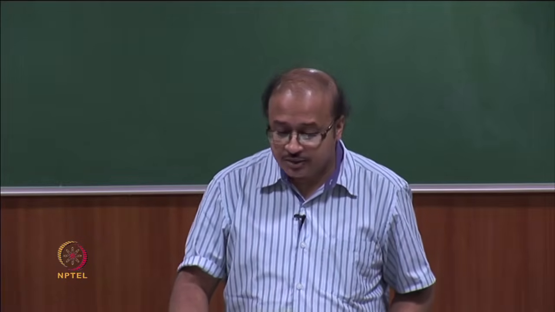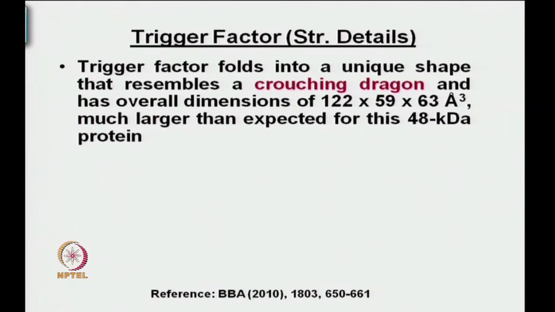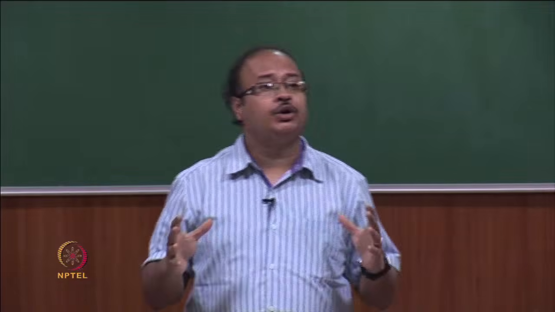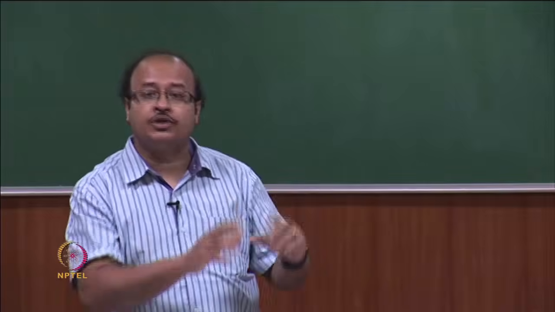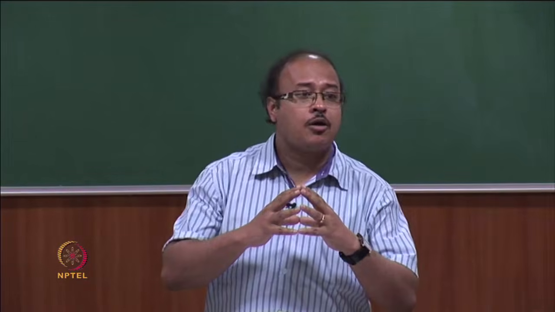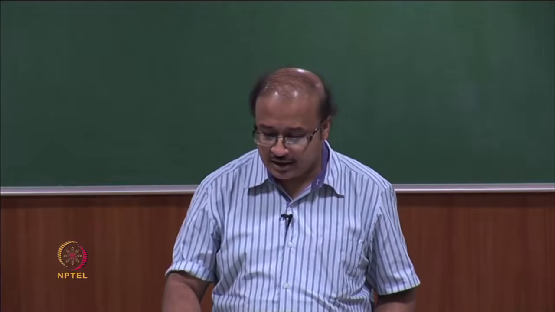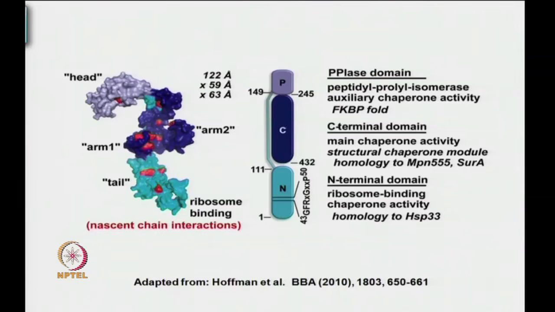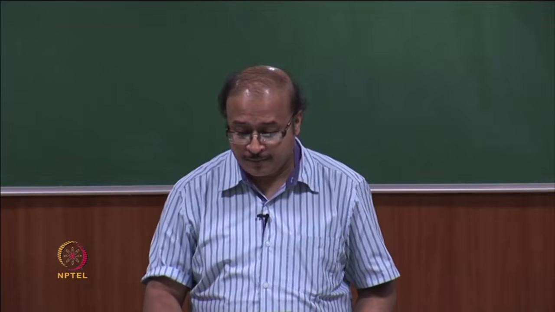So, a little more structural detail about the trigger factor. As I said, it folds into a unique shape that resembles a crouching dragon, and its overall dimensions are much larger than expected from this 48 kilodalton protein. If you think of it as a sphere, because you do not know the structure, then it would be much smaller, but now you can figure out why the dimensions are so long, because you can see the extended arch like structure. It is not spherical. That is what makes the dimensions so much more than expected.